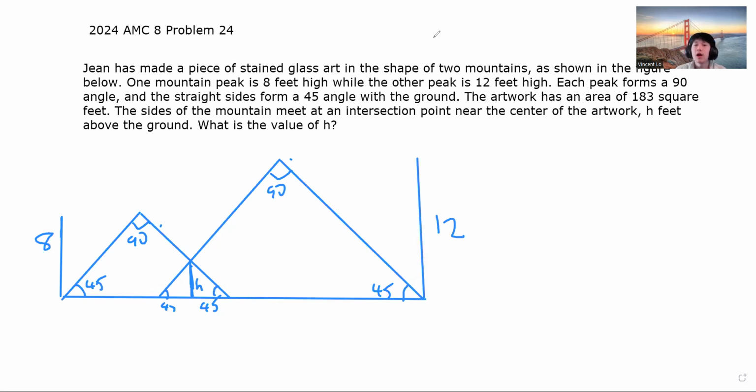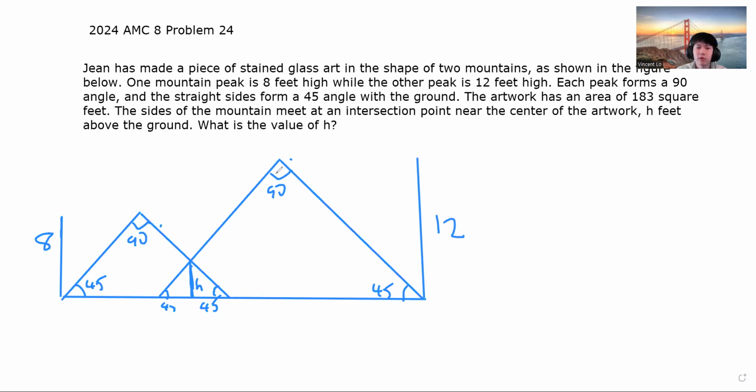All right, now the problem gives us a bunch of numbers and a bunch of angles. So let's do some angle chasing and number crunching. We know that the sum of the angles of a triangle adds up to 180. So in this triangle, we have a 90, 45, and then the other angle must be 45 as well, because 180 minus 90 minus 45 is equal to 45.